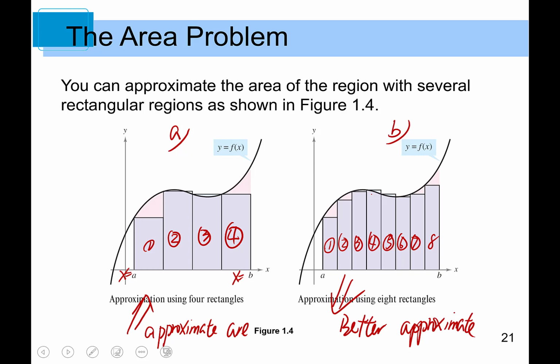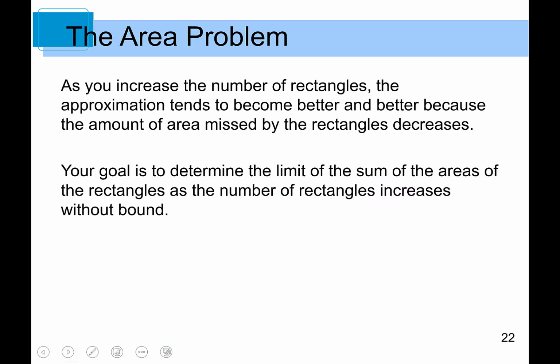So again, this is just a way to approximate the area under the curve. Although the answer is not exact, it's quite accurate when you have a sufficient amount of rectangular regions. As you increase the number of rectangles, the approximation tends to become better because the amount of area missed by the rectangles decreases. So this is the reason why more rectangular regions is better.